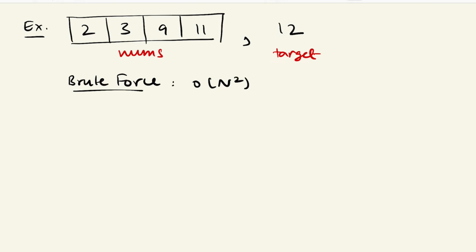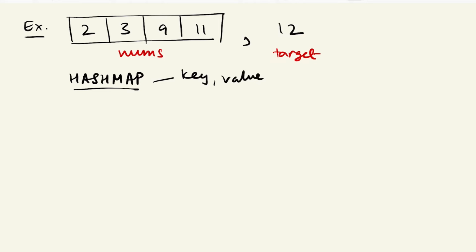So what is the best case in the case of two-sum? It's a hash map. A hash map is nothing but key value pairs, and the advantage of using a hash map is that it has a constant lookup time.